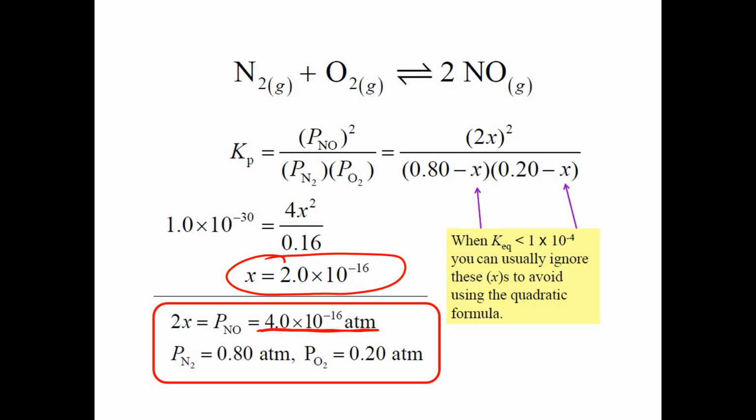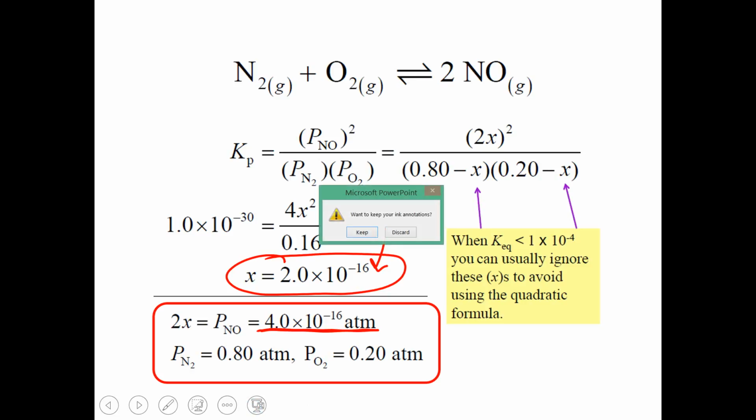And then the pressure of my reactants remains unchanged because we subtracted such a tiny number from that. Like 0.8 minus 2 times 10 to the negative 16th is still 0.8 because that is such a small number. All right, so these are two practice problems with examples of how to solve for concentration or pressure when you know the value of K. And let me know if you have any questions.